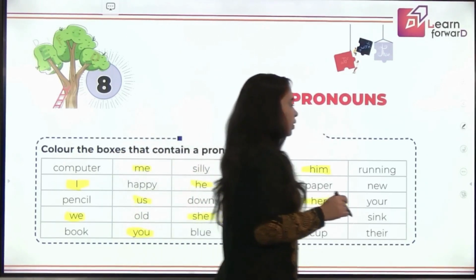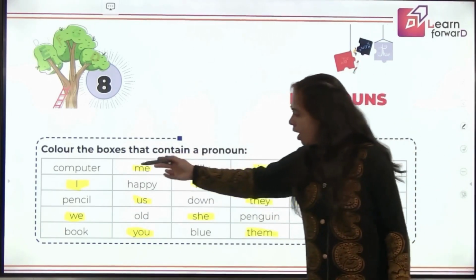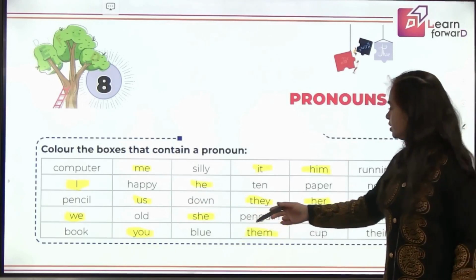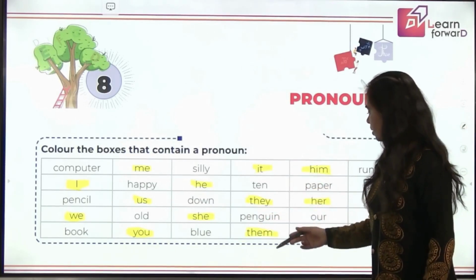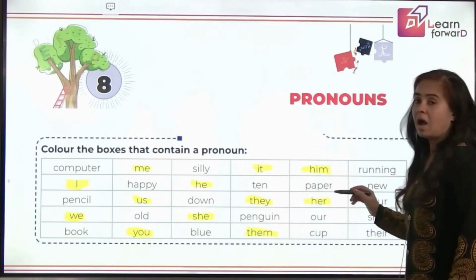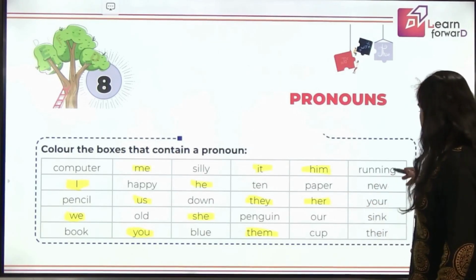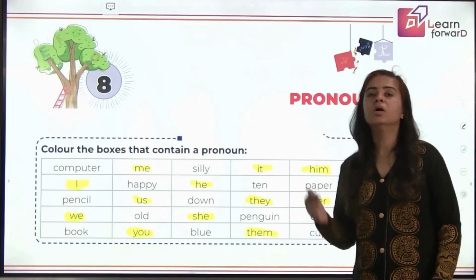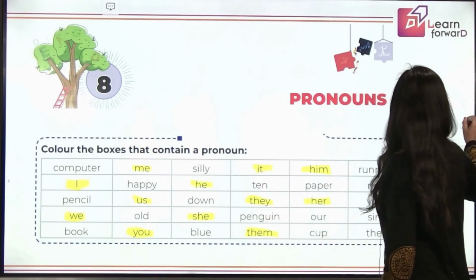Yes, let's quickly read them out now. I, we, me, us, you, he, she. I hope we have not missed any. It, they, them, yes. Him, her. R is not a pronoun. Then your and their are also not pronouns. How? We'll learn ahead in the session.